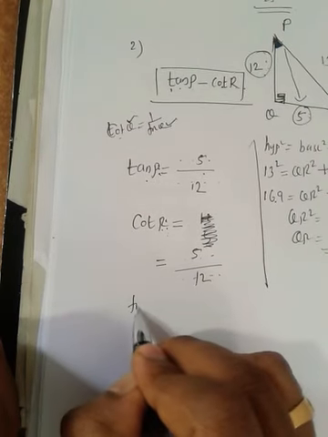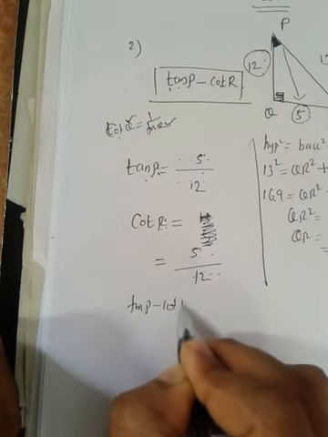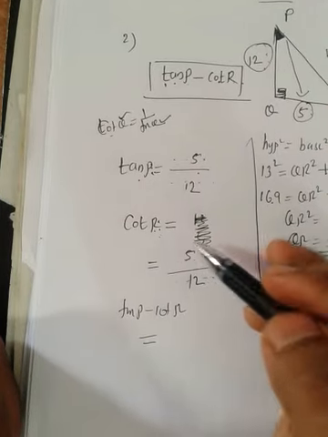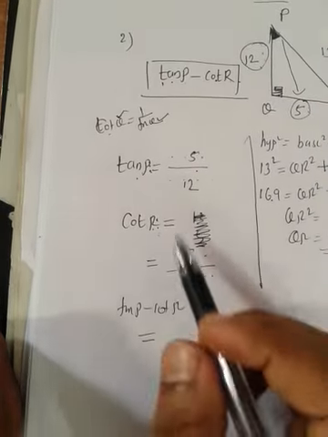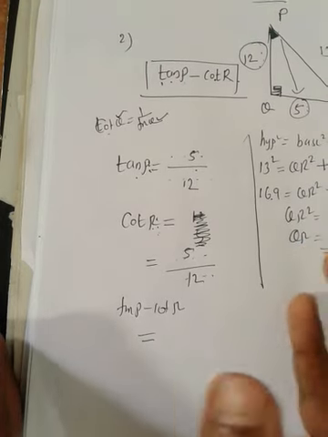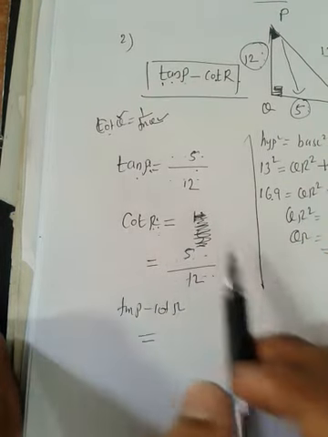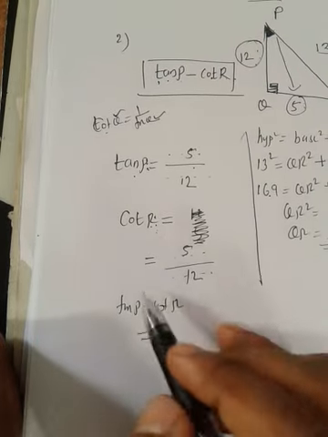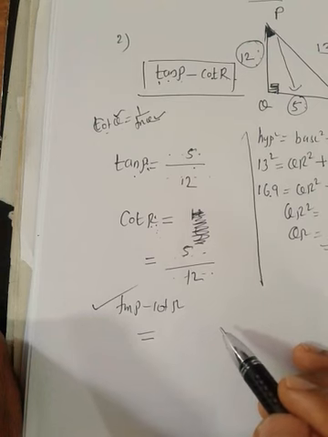Clear? Then what will be tan P minus cot R? This is the question. The question is not to calculate tan P and cot R separately. The question is to calculate tan P minus cot R. To make the question a little bit easy, we calculated tan P and cot R separately. So just subtract, then we will get the value of tan P minus cot R.